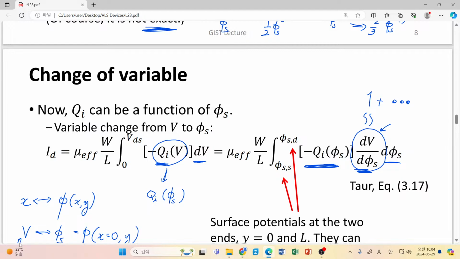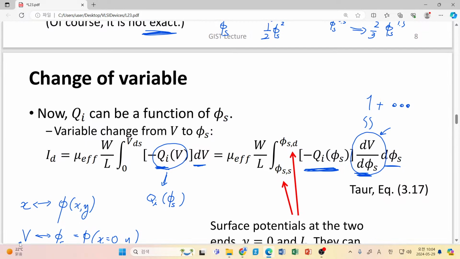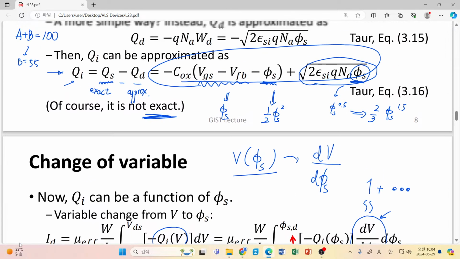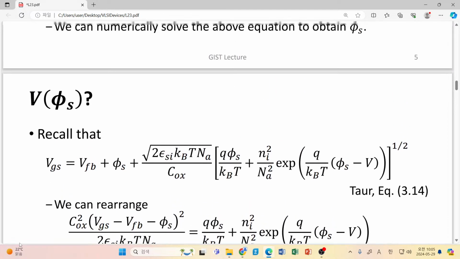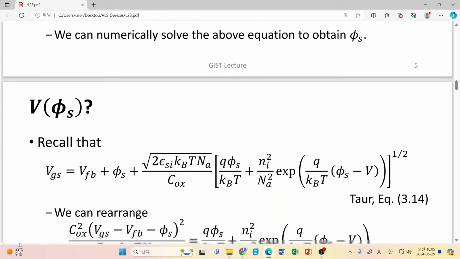Okay. So then how can you calculate this dv over d phi s? In order to do this, first of all, we have to calculate this expression. When we have this expression, then by taking the first order derivative, we can calculate this dv over d phi s. Then please try to find out this v as a function of surface potential. Where can you find it? So we just skip some slides, so that is now used in this point.